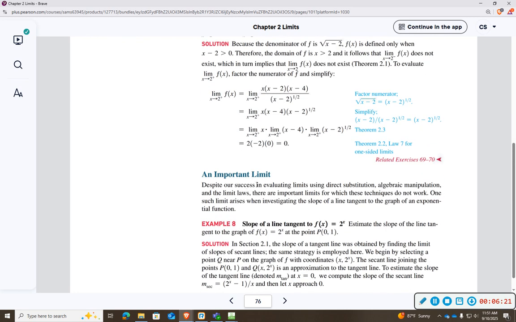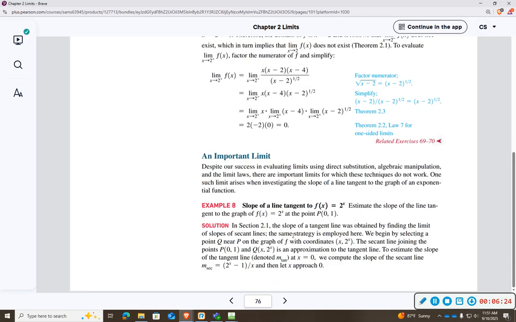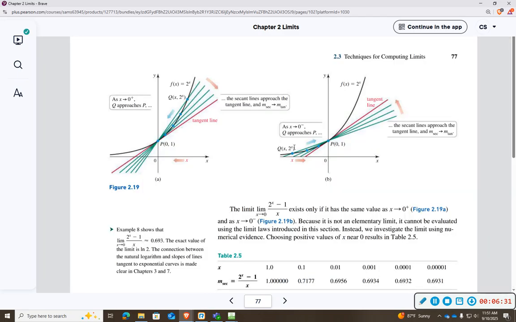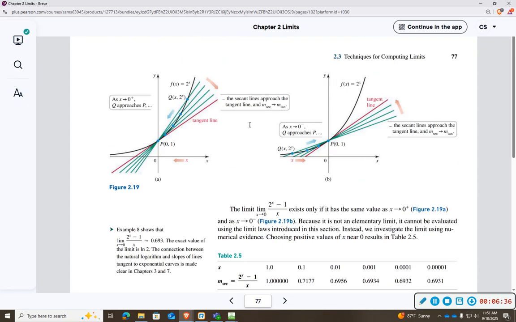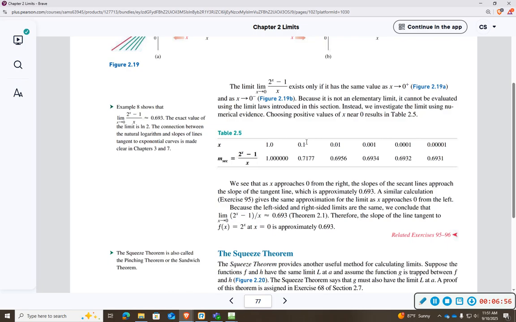And then some more important limits. We start doing some trig. This one is actually exponential. We'll have a little bit of both of them. Trying to find the limit when we have an exponential, again, sometimes may be hard. So we approach this one numerically, making a table coming from the left and right, using the same concept that we did in 2.1, finding the slope of the secant lines and seeing how that approaches the slope of the tangent line, numerically from the left and the right.